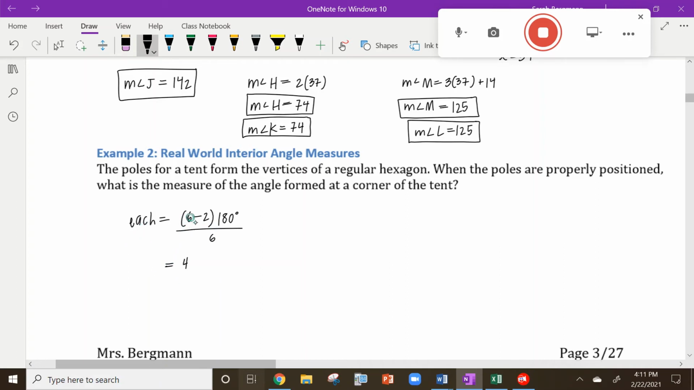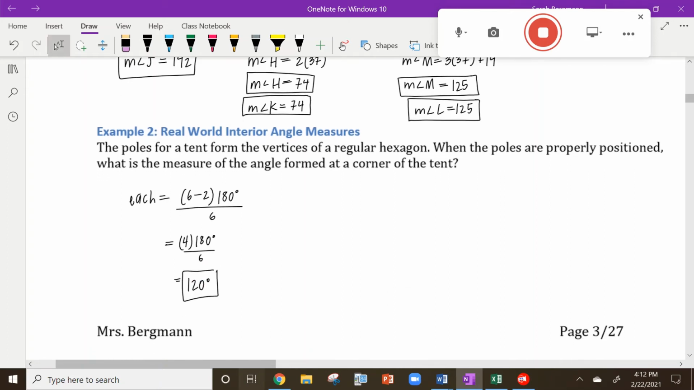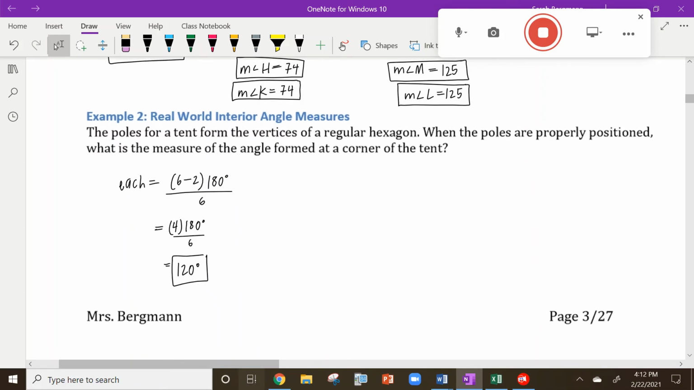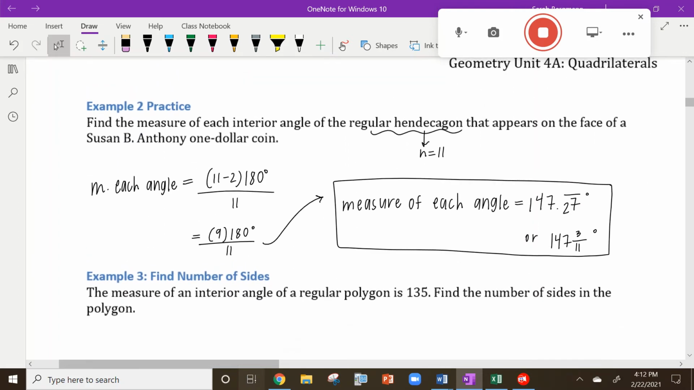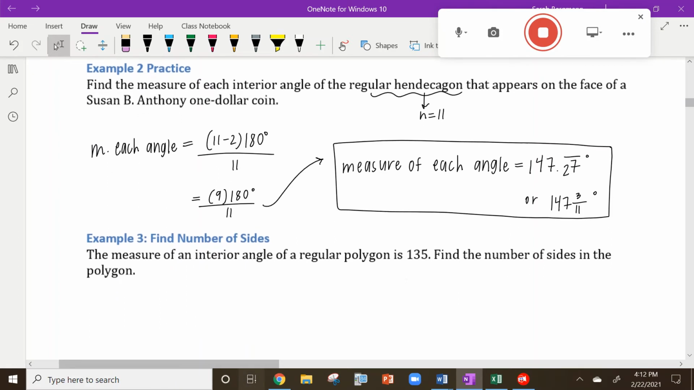I have to subtract 6 minus 2 first in the parentheses. Then this gives me 120 degrees. So each corner of the tent has a measure of 120 degrees. Pause the video and try the practice problem below. Here's the correct answer. If you rounded, that's fine. It didn't give instructions on rounding.